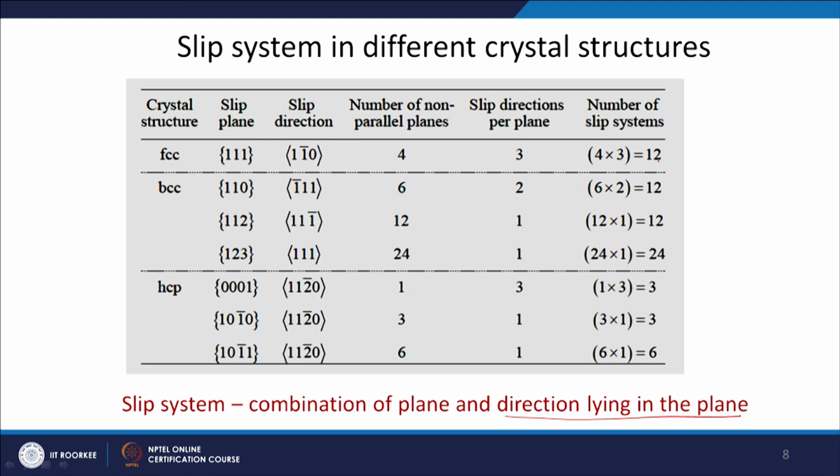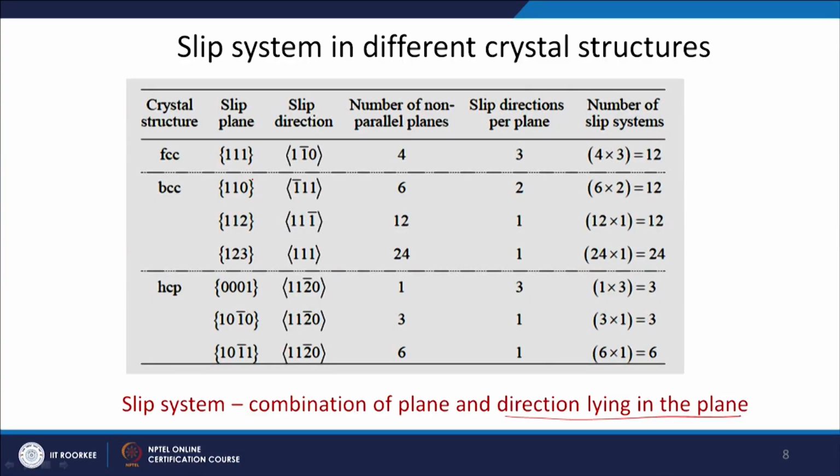In BCC, of course, none of the planes are close pack planes. Only the closest to close pack arrangement is what you see. The closest to close pack arrangement you get in these 3 types of planes, 110, 112 and 123, and these are the close pack directions. A close pack direction is, of course, available. The number of non-parallel planes for each type is given, and the slip directions per plane are also given. So, a total of 48 systems are there in BCC, whereas in FCC there are only 12.